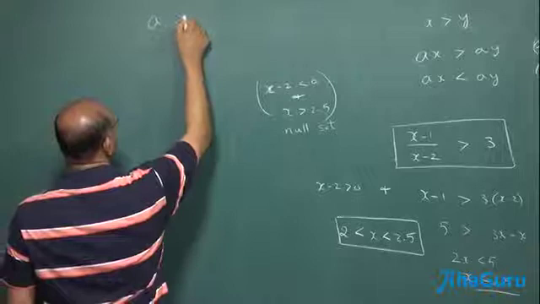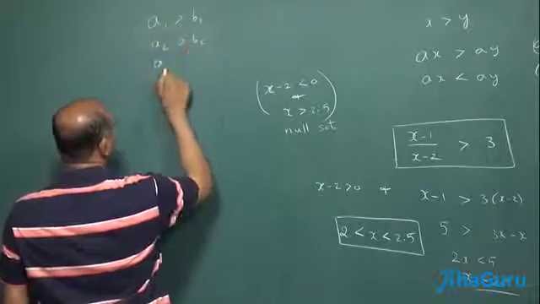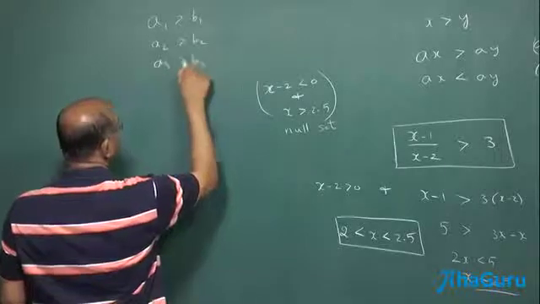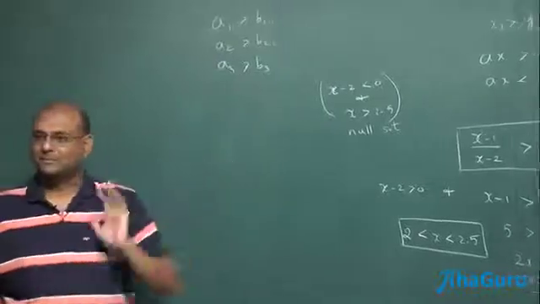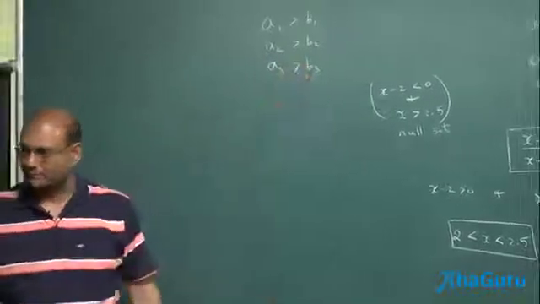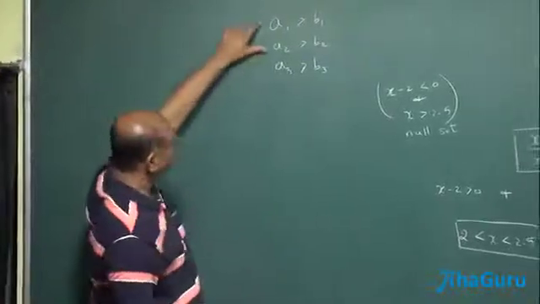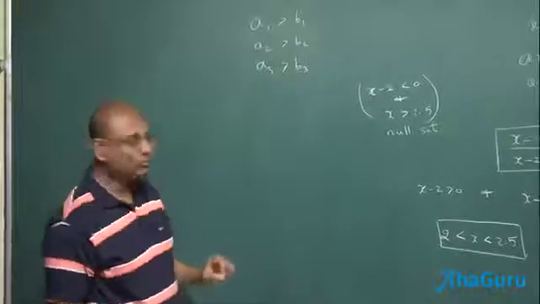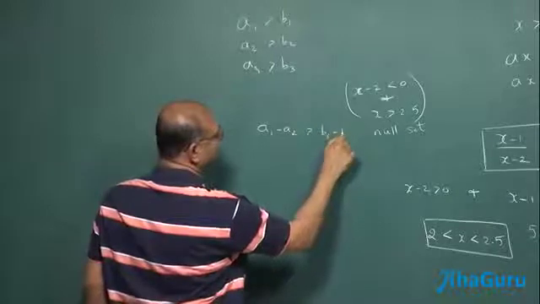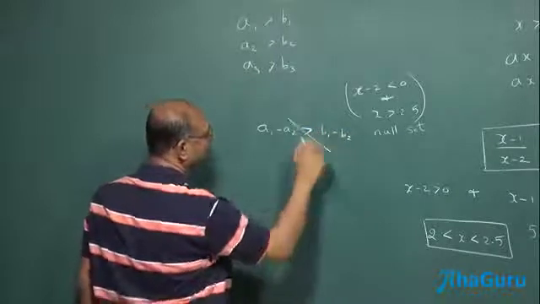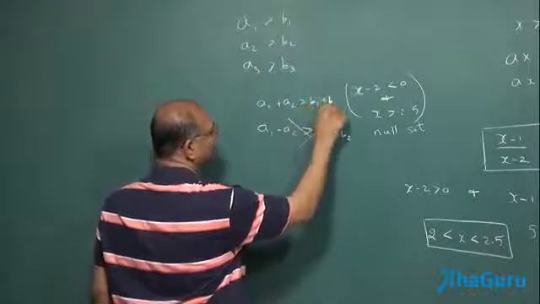If I have A1 greater than B1, A2 greater than B2, A3 greater than B3, then A1 plus A2 plus A3 plus A4 plus A5 is greater than B1 plus B2 plus B3 plus B4 plus B5. Now that was very straightforward, right? You can just simply sandwich them. Can I say A1 greater than B1, A2 greater than B2, so A1 minus A2 greater than B1 minus B2? This is not valid. A1 plus A2 greater than B1 plus B2? This is valid.